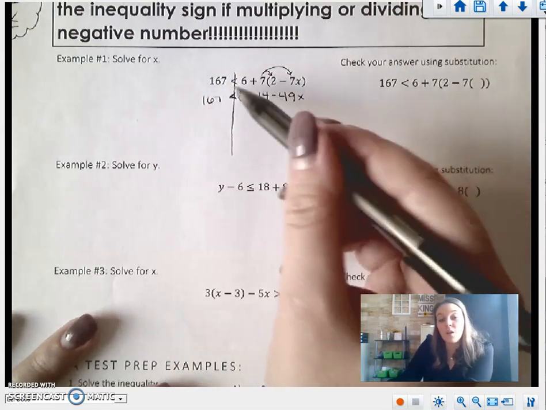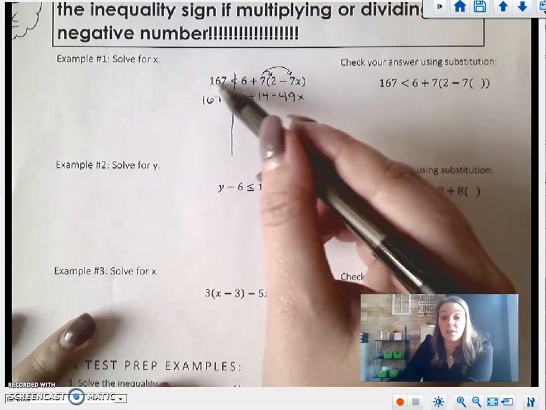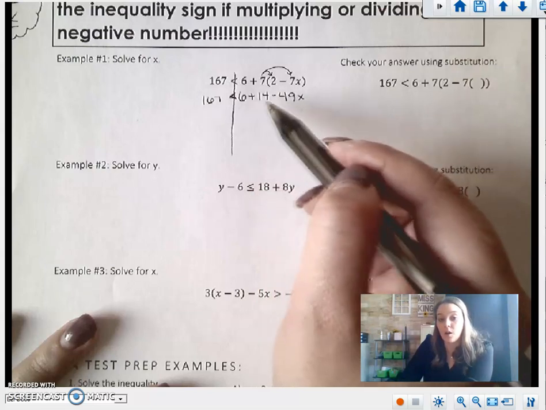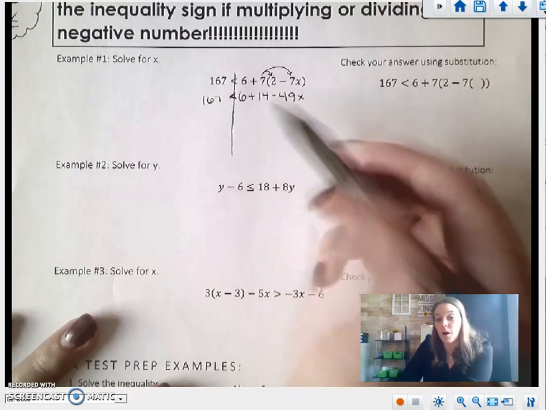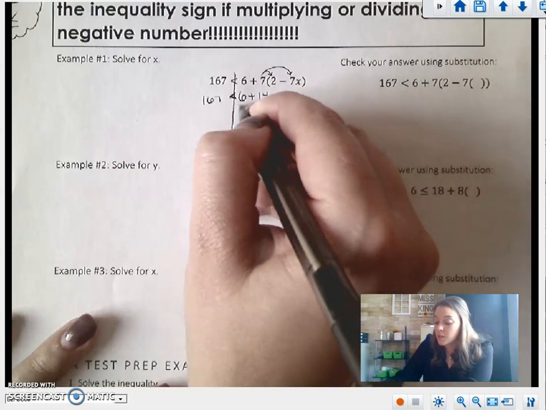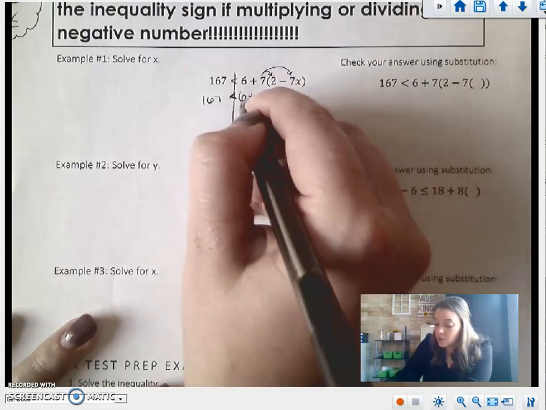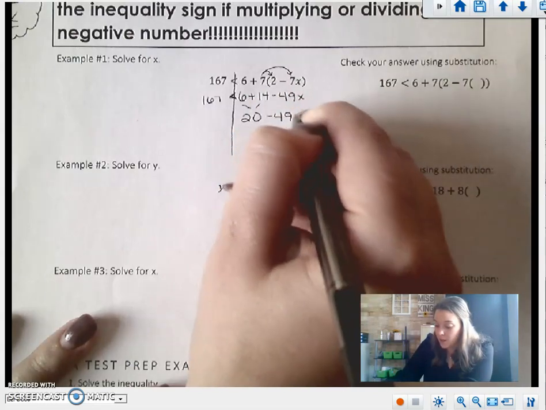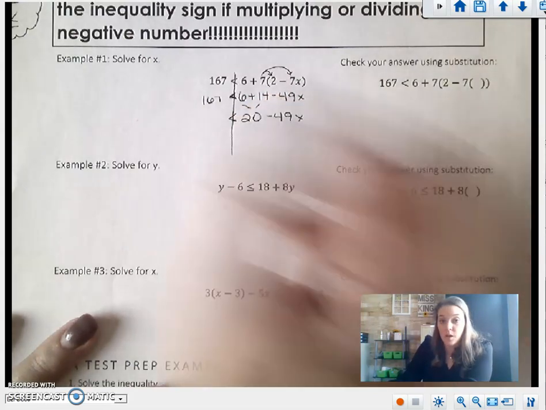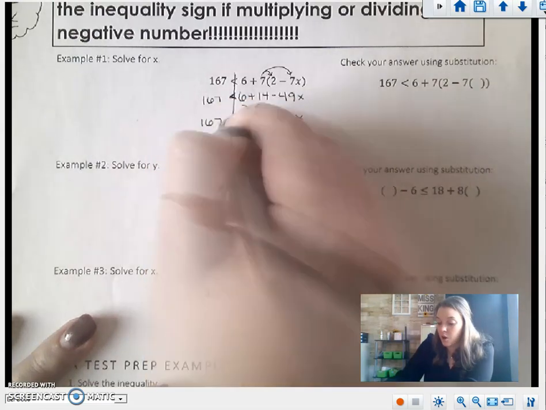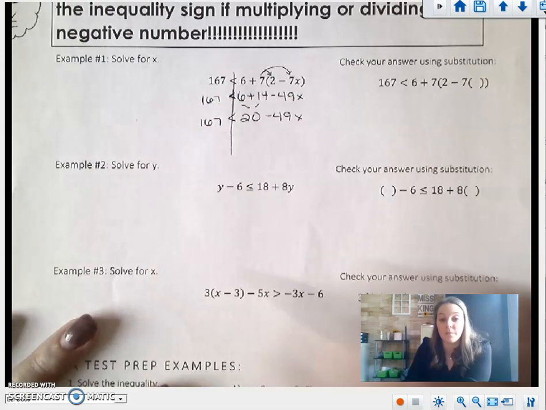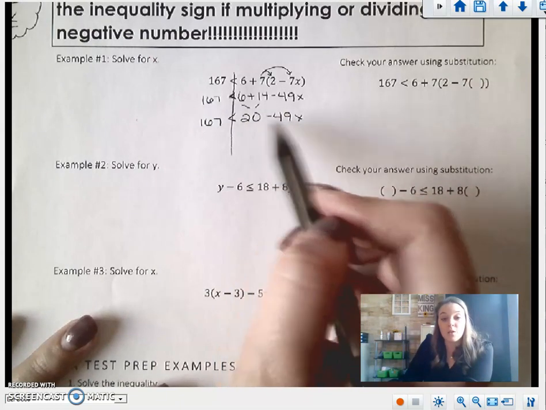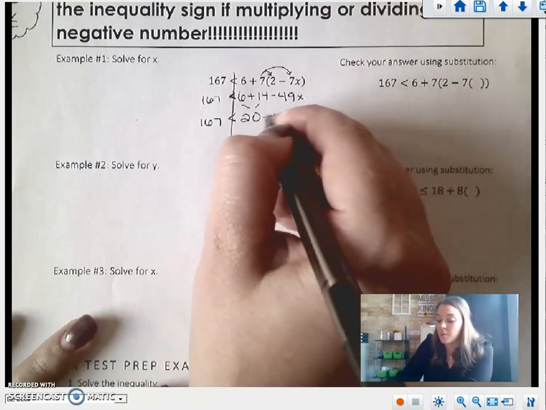and my 167. On my left-hand side, still nothing can be simplified. On my right-hand side, I have two constants. I have a positive 6 and a positive 14. So I'm going to combine those: 6 plus 14 is 20 minus 49x. Drop down my inequality sign. Drop down the 167. The 167 still cannot be simplified. 20 minus 49x cannot be simplified.